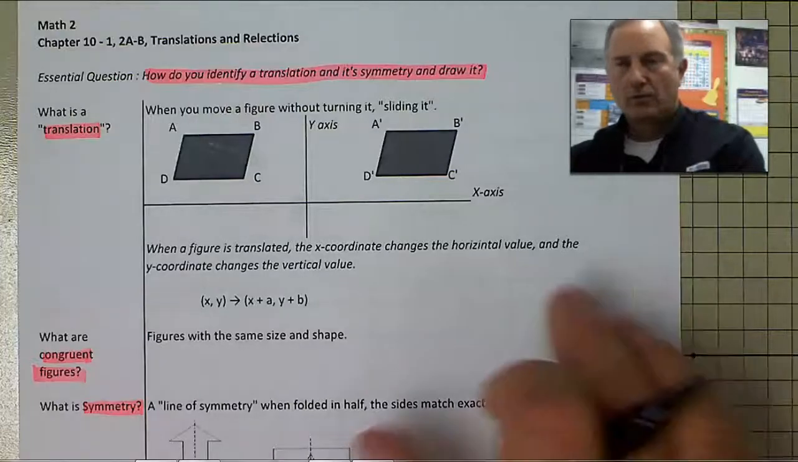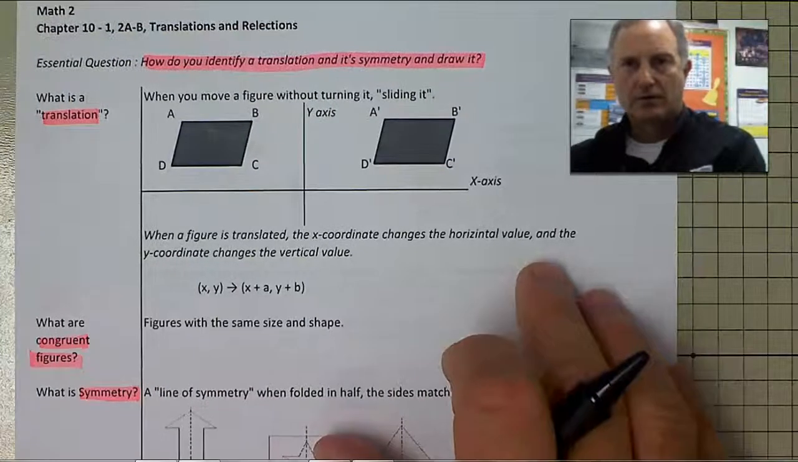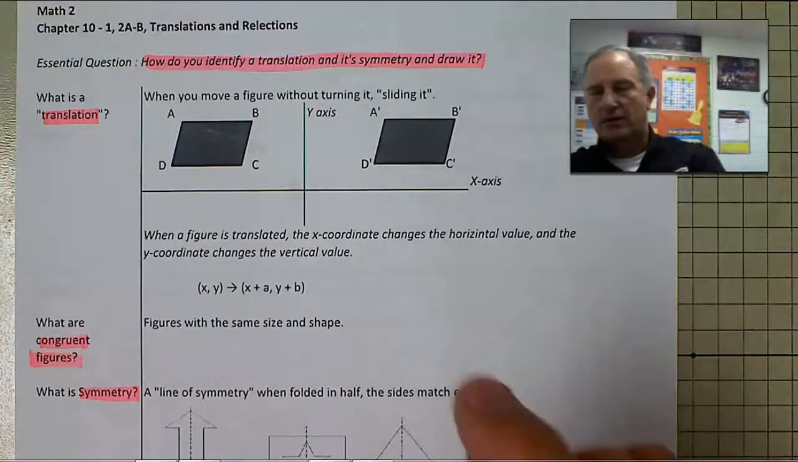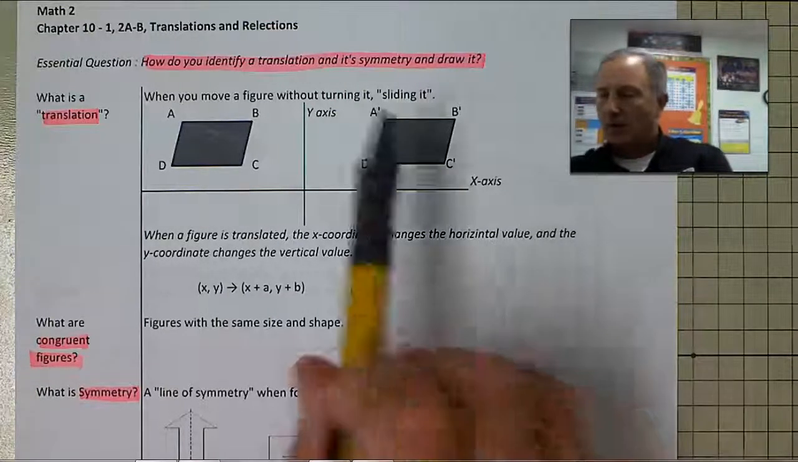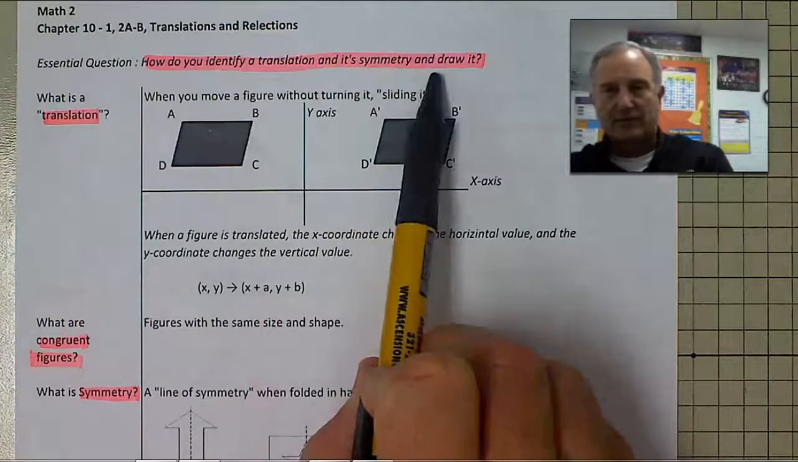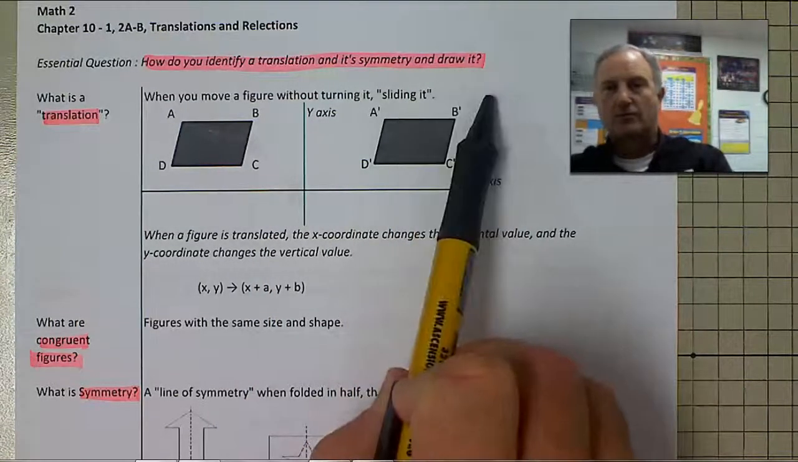All right, we're going to move up to chapter 10 here. I'm going to combine the first four sections of chapter 10 because they all tie into each other. What we're talking about here is how to identify translation and its symmetry and to be able to see what it looks like when you draw it.